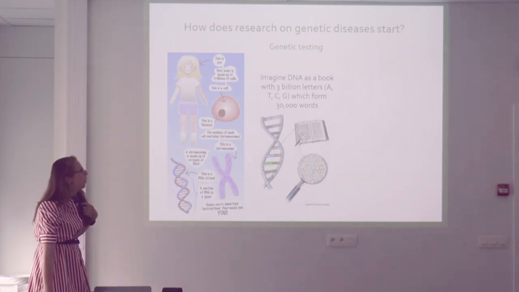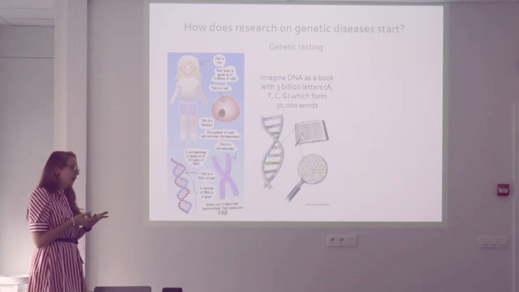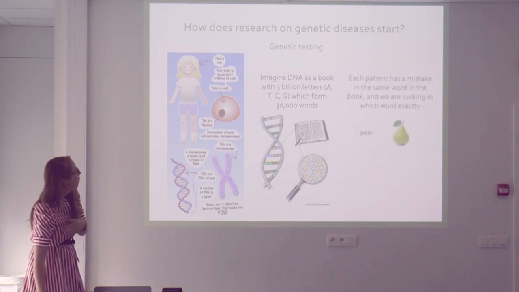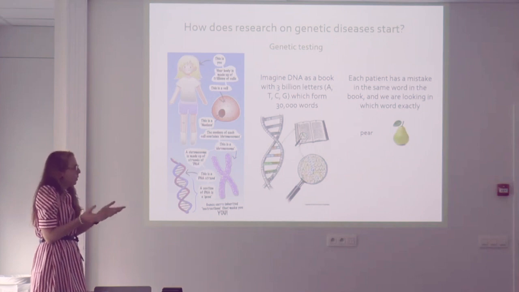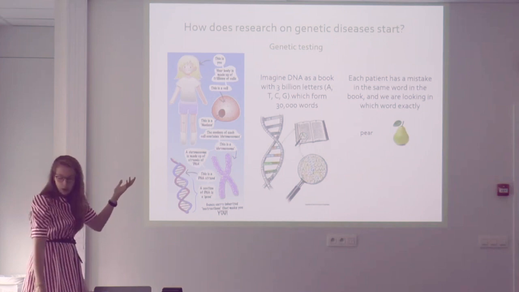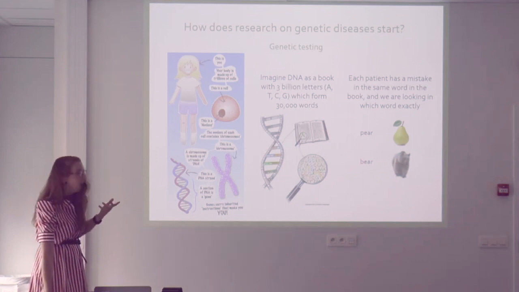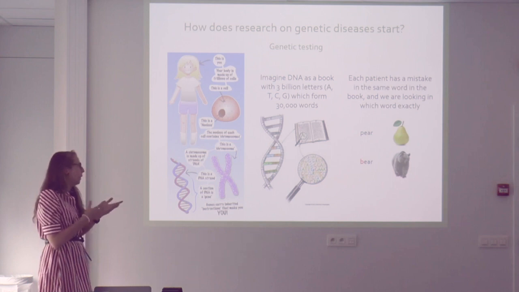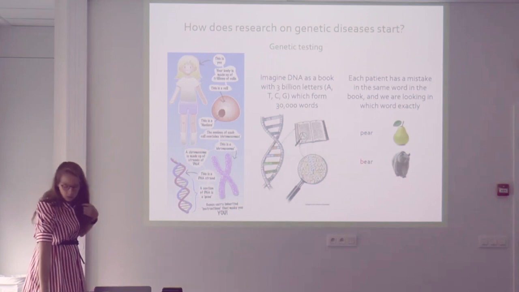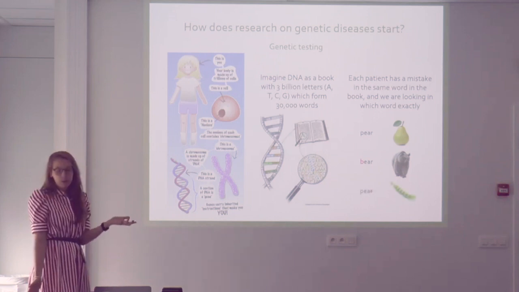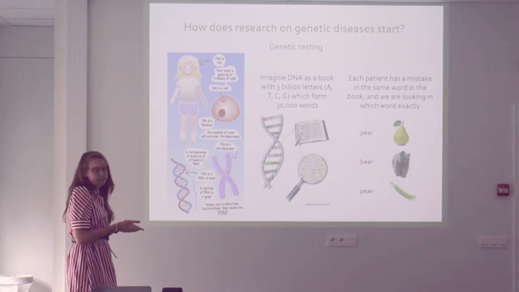So what we are looking for is which word exactly in the book is not written right in all the different patients. Imagine each patient has a mistake in the same word in the book. We are looking for it. Imagine the word is pear. If you change one letter, it's bear. That's something completely else. Or sometimes not that one letter has changed, but that one letter has disappeared in your genome. Then you have a P. That makes up for something completely else.